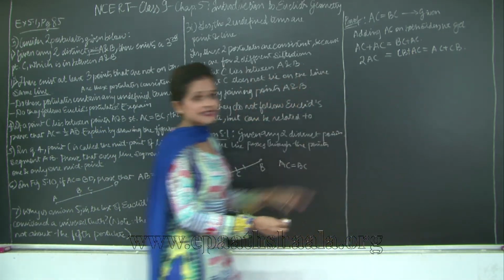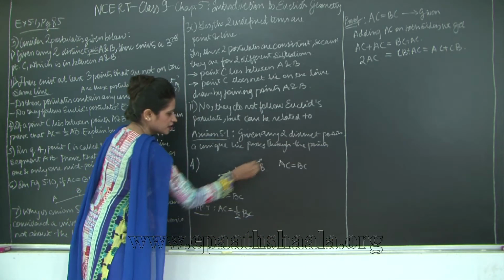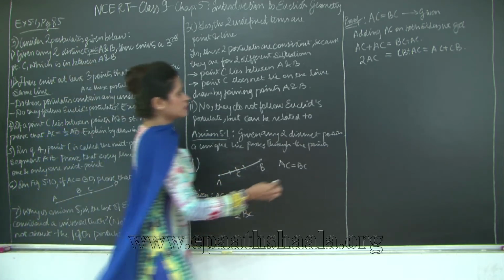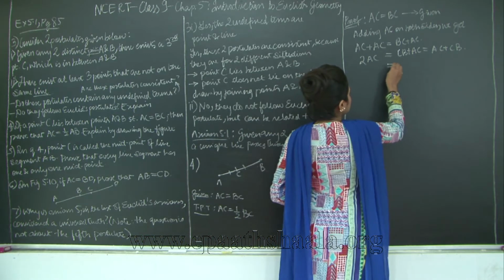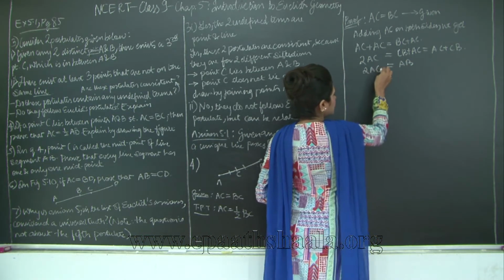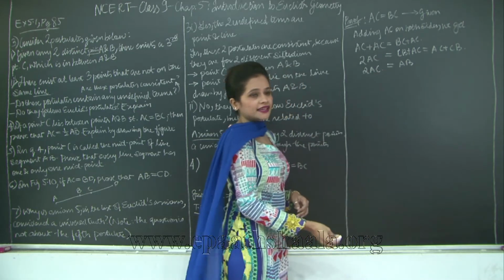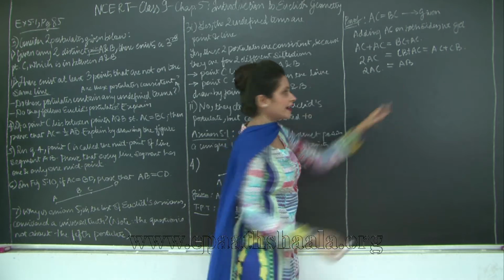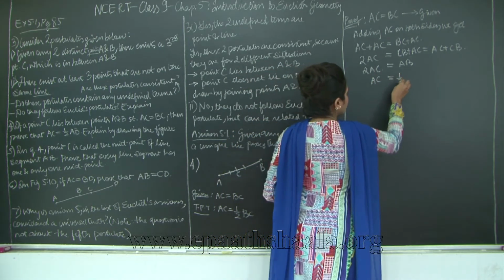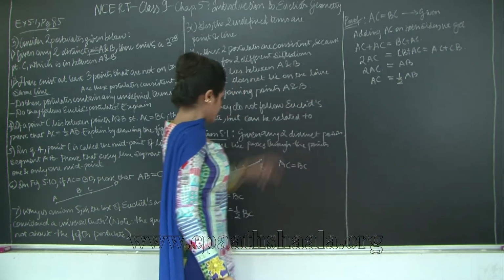Now if you see AC plus CB, this is AC and this is CB. If you are adding them up, what are we getting? We are getting the line segment AB. So I have 2AC is equal to AB. Now since 2 is getting multiplied with AC, it will come on the right hand side and divide it. So AC is equal to half of AB, which is what we require.